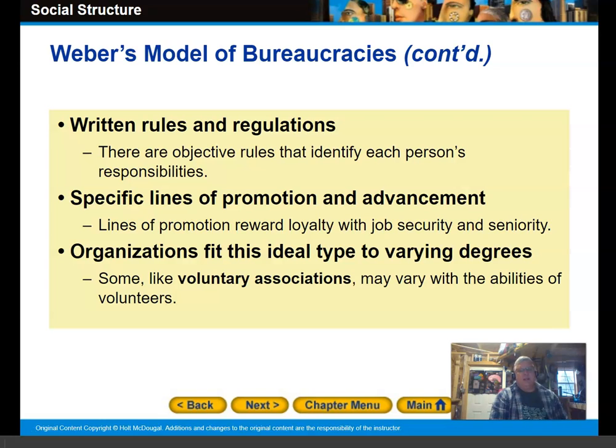Written rules and regulations. They're objective rules and they identify each person's responsibility. Specific lines of promotion and advancement. Lines of promotion reward loyalty with job security and seniority. Organizations fit this type to varying degrees. Some, like voluntary associations, may vary with the abilities of volunteers.